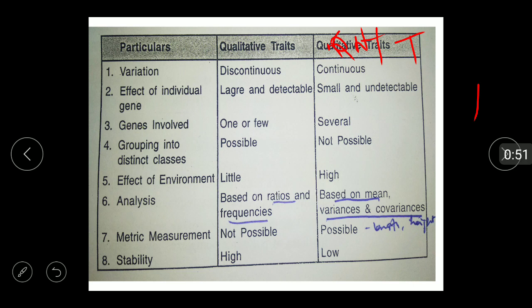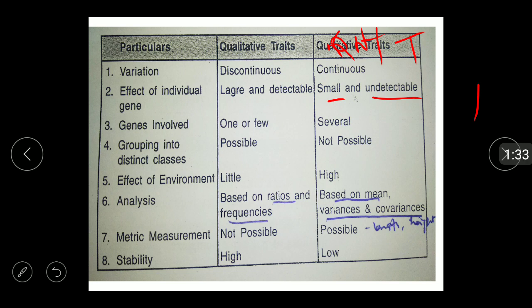First, the variation in qualitative traits is in a discontinuous manner. In quantitative traits, it's in a continuous manner, and the effect of an individual gene is large and easily detectable in qualitative traits. But in quantitative traits, it's small and undetectable, so we can call it a minor gene effect, and the other is a major gene effect. We can easily distinguish the effect of a single gene in qualitative traits, but in quantitative traits we cannot distinguish between the effects of two genes because they are minor effects.